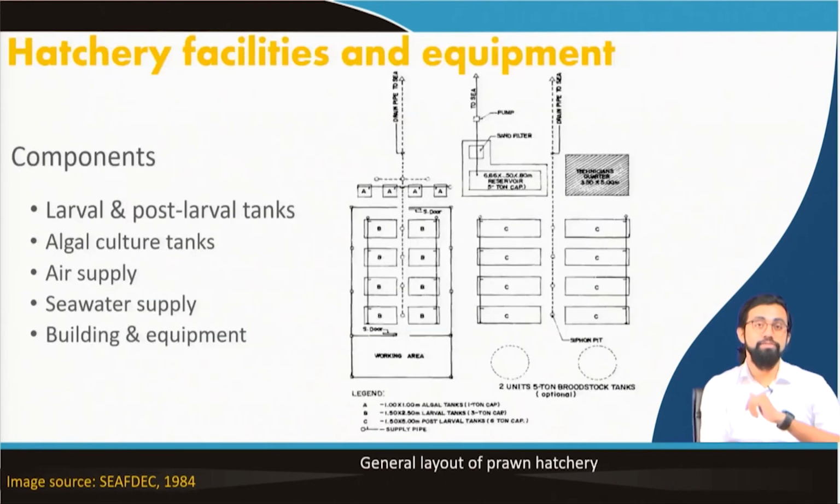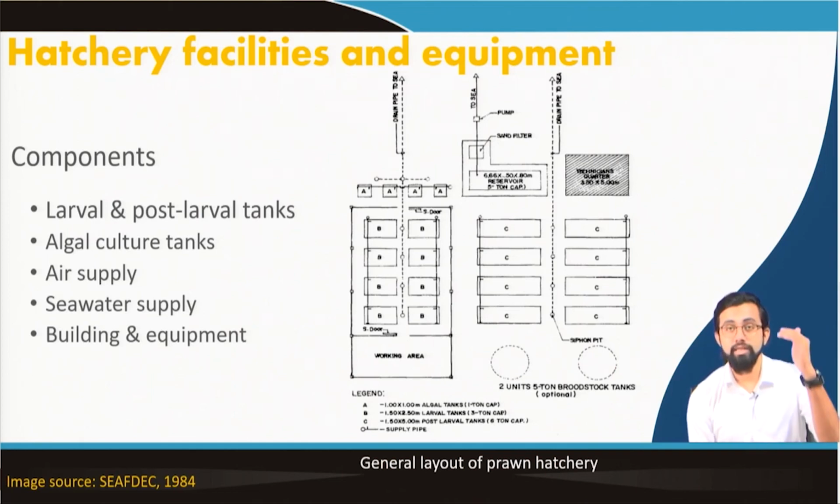When we go for the facilities and design of equipment for hatcheries, if you see this drawing, on the left hand side bottom is the working area with the larval tanks placed in a regular manner, and at the top you will see the algal tank. So, what is the algal tank for? The algal tank is like a feeding tank for them, right?